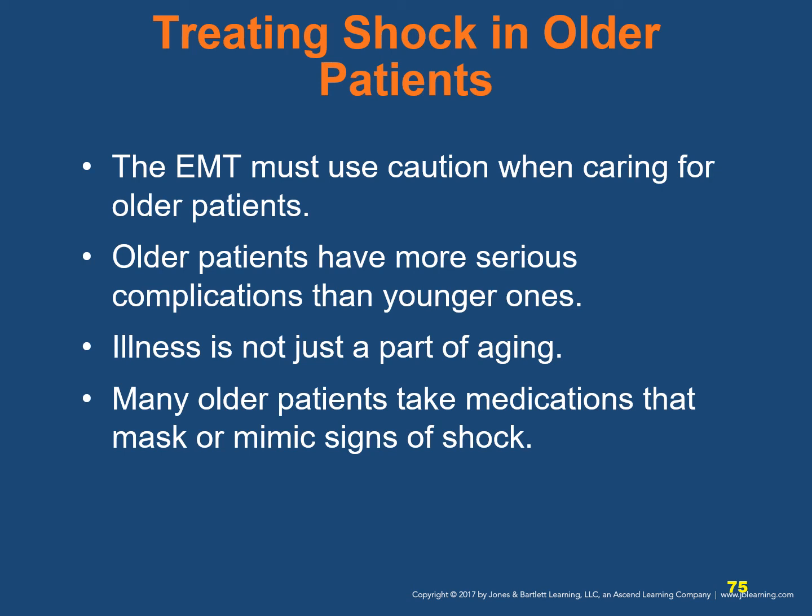Treating a pediatric or geriatric patient in shock is no different than treating any other shock patient. Provide inline spinal stabilization if indicated. If spinal immobilization is not indicated, maintain the patient in a position of comfort. Control life-threatening hemorrhage immediately with direct pressure or tourniquet application when appropriate. Suction as necessary and provide high-flow oxygen via a non-rebreather mask. Maintain body temperature and provide rapid transport.